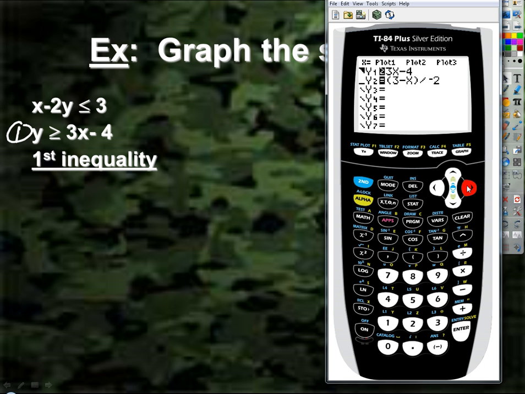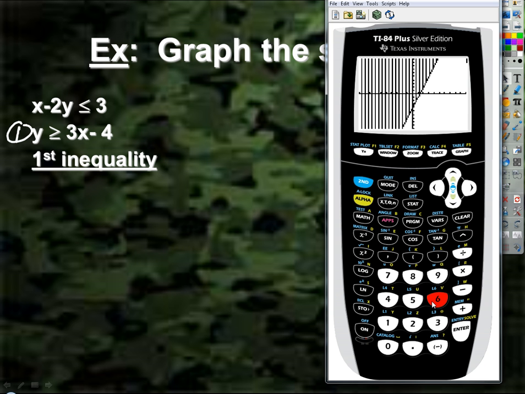Too far. There we go. Go back to the equals, and instead of a less than or equal to, it becomes a greater than or equal to. So I'm gonna go alpha F5. Agreed? Yeah. And now if I go zoom 6, and I could change the window if I needed to, but we'll just try zoom 6. There's the first inequality, there's the second inequality, so you can see the overlapping region.